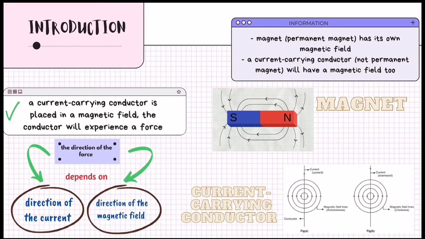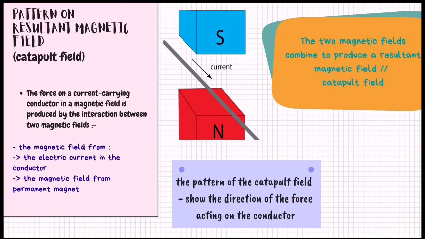The first figure is the magnetic field for a magnet, and the second figure is the magnetic field for a current carrying conductor. The pattern of the resultant magnetic field is also known as catapult field. The figure shows a current carrying conductor that is placed in a magnetic field produced by a pair of magnets.